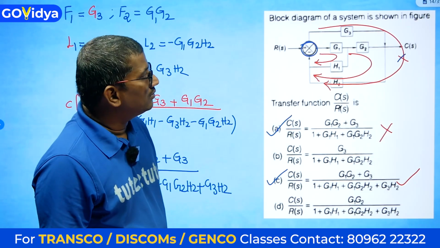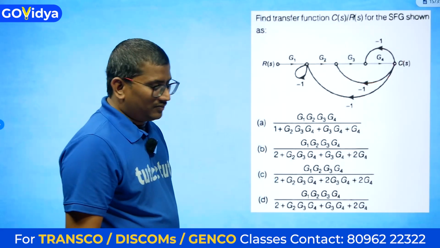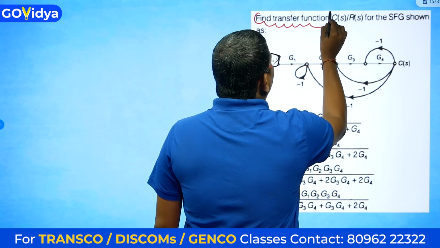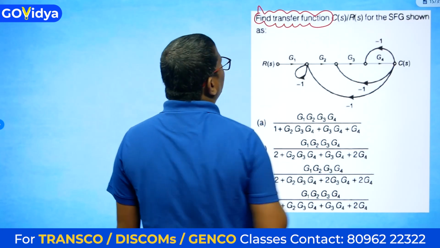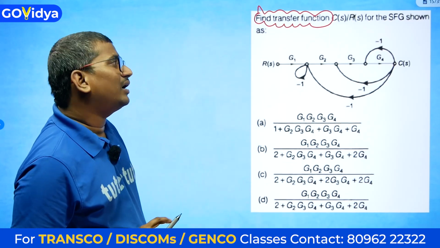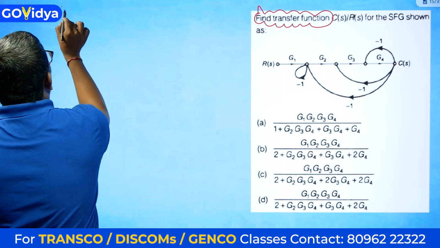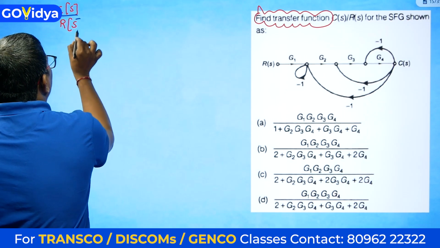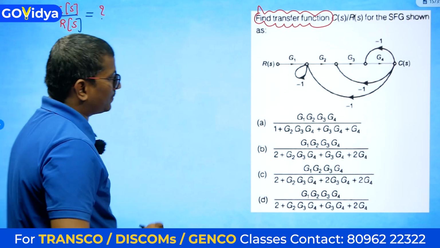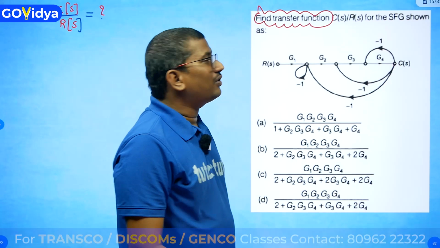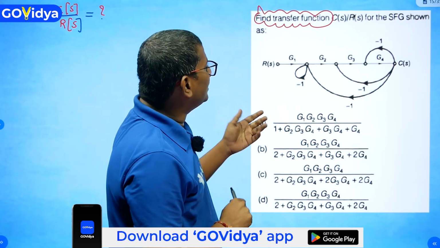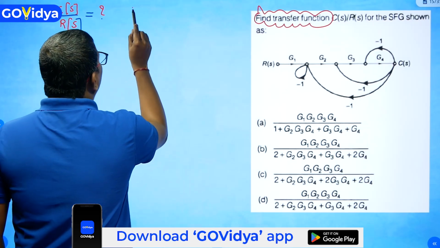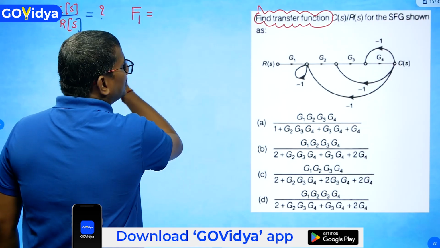Now let us see one more question. So now in this question, what they're asking, find the transfer function of the given signal flow graph. So what is that? C of S by R of S is equal to how much? So first you need to identify how many forward paths are there. The good thing about this question is we have only one forward path. So what is the first and only forward path?